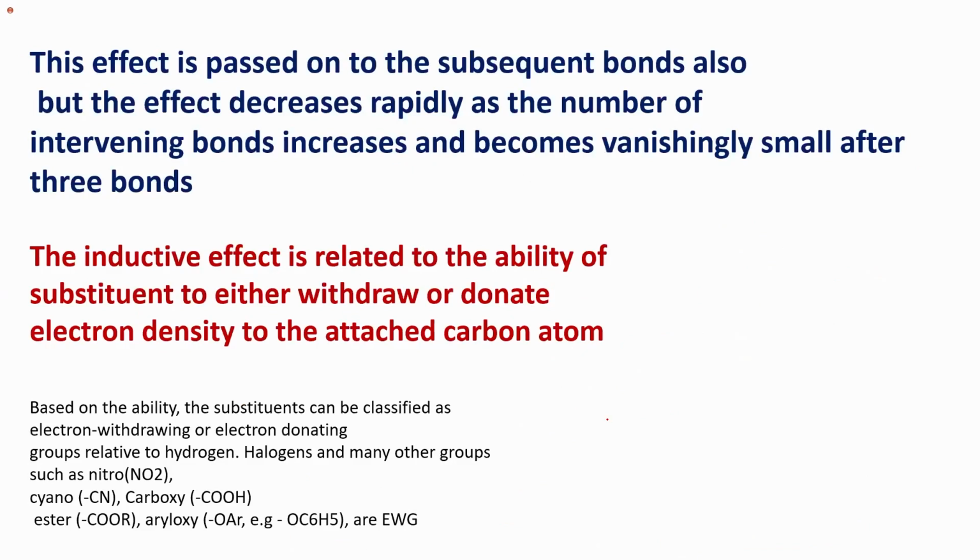Now we'll go to the next slide. The effect is passed on to the subsequent bonds, and the effect decreases rapidly. This kind of inductive effect becomes vanishingly small after 3 bonds. Okay, now we'll discuss what they are trying to say here. This effect is passed on to the subsequent bonds also, but the effect decreases rapidly as the number of intervening bonds increases. Like how?